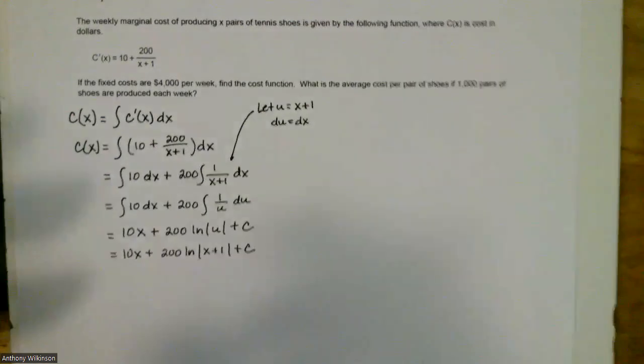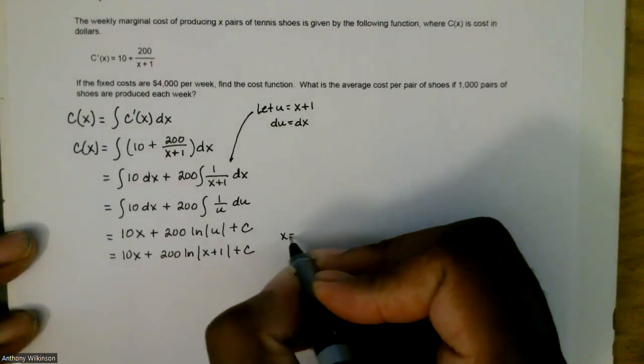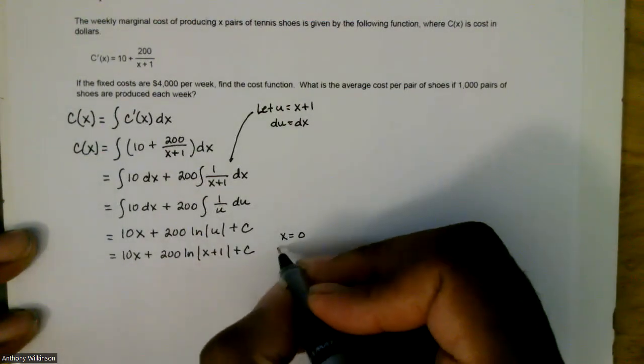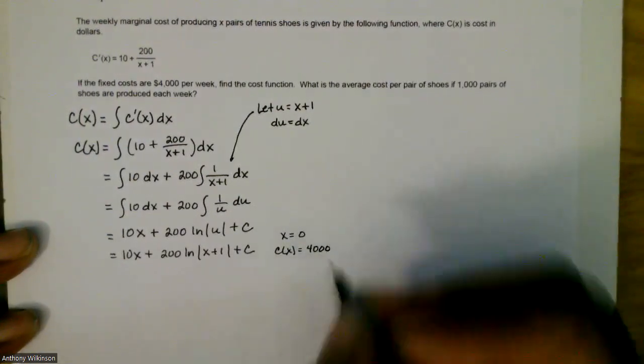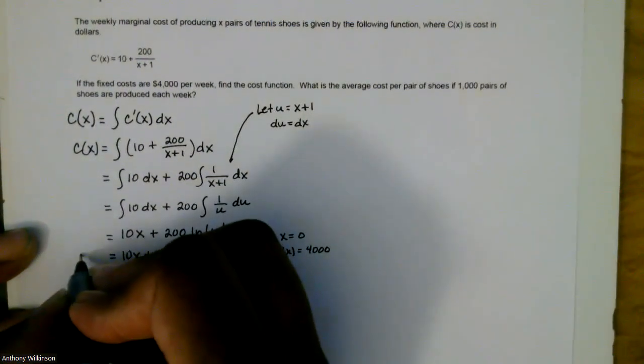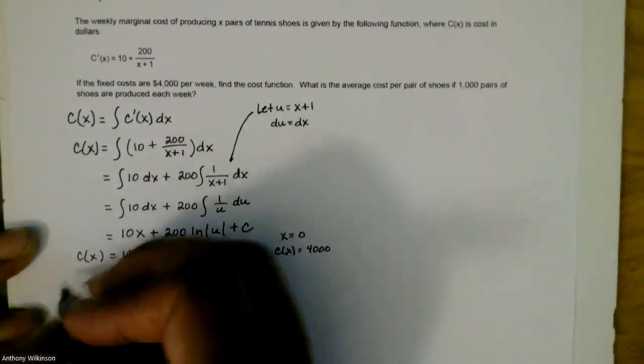Now, we are told that the fixed costs are $4,000 per week. That means if no tennis shoes are produced, the cost is $4,000. So that means x can be 0, and that would mean C of x would be $4,000. So this is what C of x is, and I'll replace that with the 4,000.